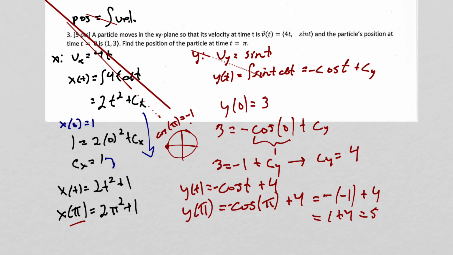So the answer for the position is going to be to pack this and this into a vector. So what's the position? It is 2 pi squared plus 1, comma 5. And that is your answer.